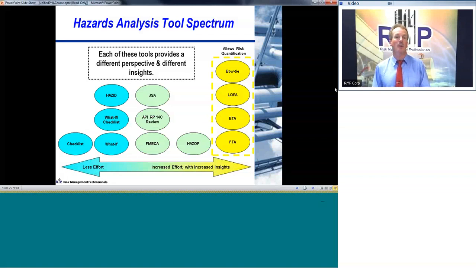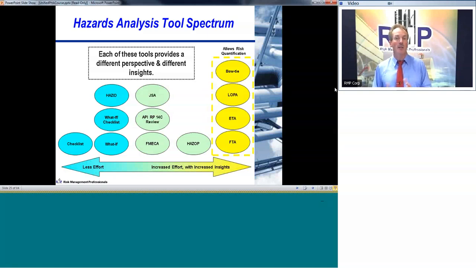For example, if you're looking at a continuous process, the hazard operability study is really the workhorse of the industry, the HAZOP. If you're looking to resolve a decision for equipment reliability or one design application versus another, layer of protection analysis or some risk quantification technique can be very helpful.